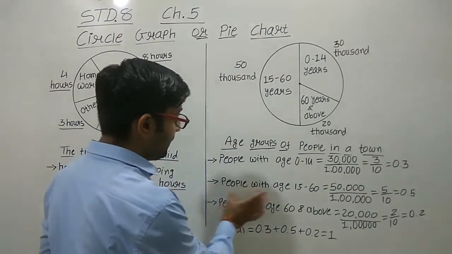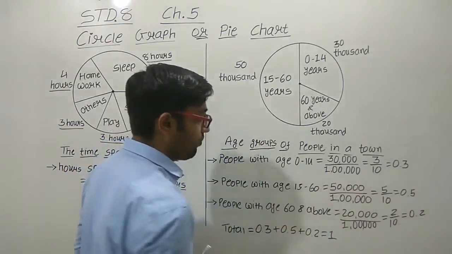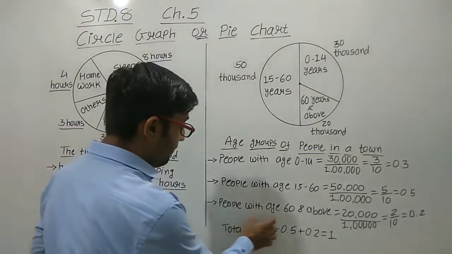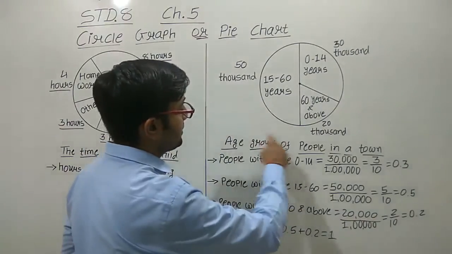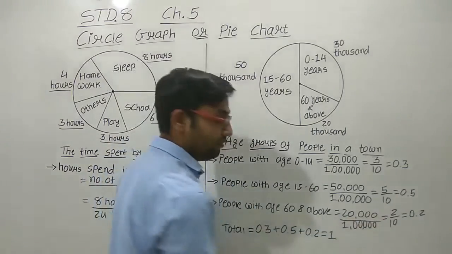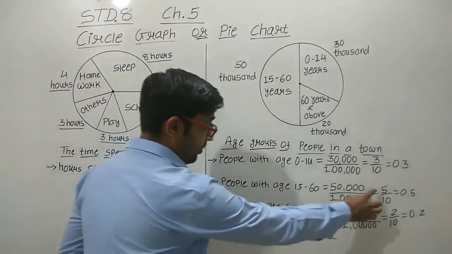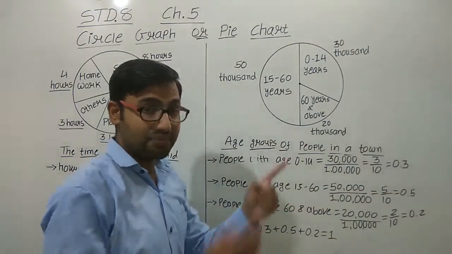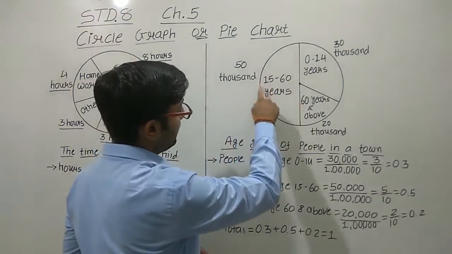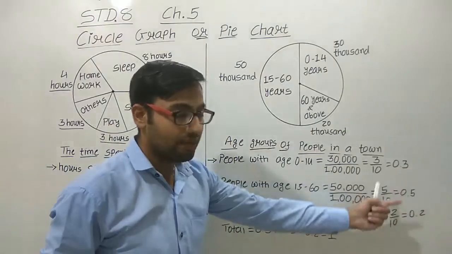Now we will calculate the people with the age 15 to 60 years. So this is 50,000. So 50,000 upon 1 lakh is equal to 5 upon 10, that is equal to 0.5. And people with the age 60 and above is 20,000. So 20,000 upon 1 lakh is equal to 2 upon 10, and by converting it into decimal we get 0.2. So see, here we get 5 upon 10, that is 1 upon 2, that means the half. So here the half circle is covered by this 15 to 60 years age group of people. That is why we get here 1 upon 2, that is 5 upon 10.